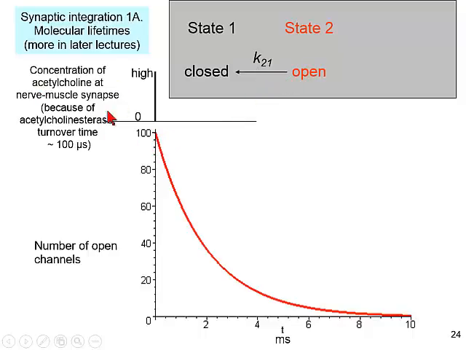So the concentration of acetylcholine at the nerve muscle synapse is very nearly a delta function, but the number of open channels way outlasts that concentration. And in fact, this is a way for the nerve cell or the muscle cell to integrate the contributions from presynaptic events that may occur asynchronously in time. But it's only one of the ways that the synapse integrates. So we're going to call it 1A, and in a future lecture, I'll show you about 1B and 2 and 3 and all that.